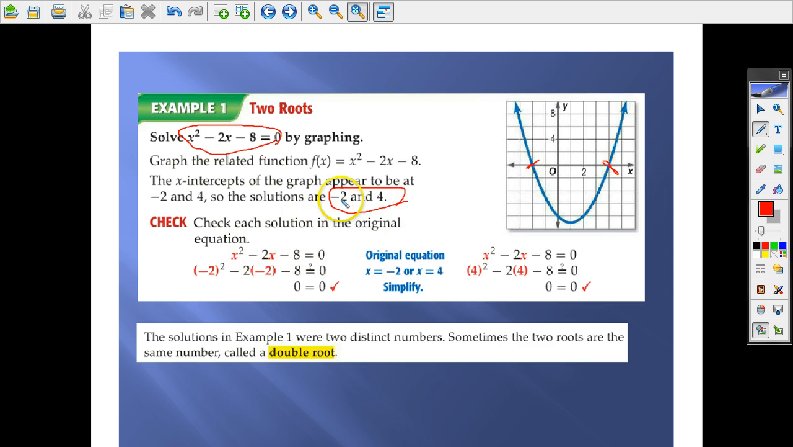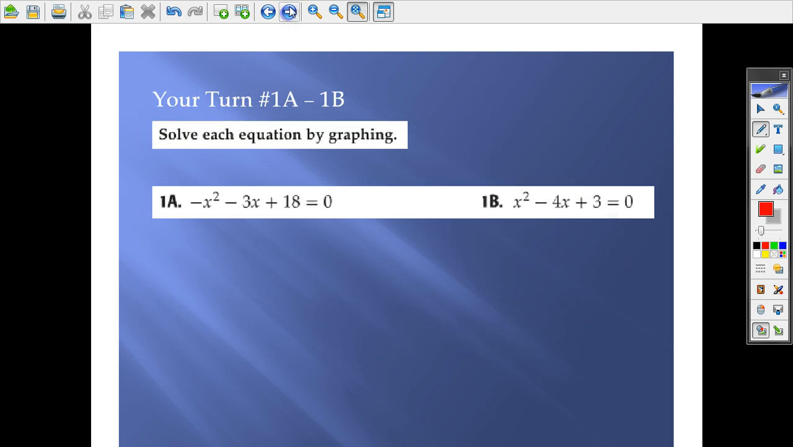If you want to check your answer, you can put negative 2 here and here, and see if it equals 0. And you can also put the 4 here and here and see if that equals 0. If they do, that means your answer is correct. This solution has 2 distinct numbers. Sometimes the 2 roots are the same number, called a double root. And we'll get to that soon.